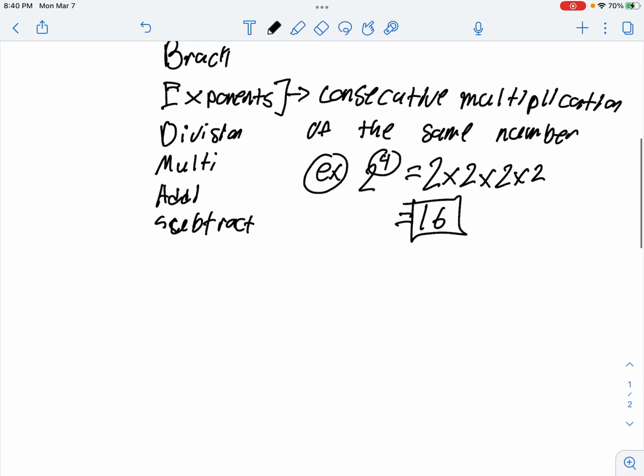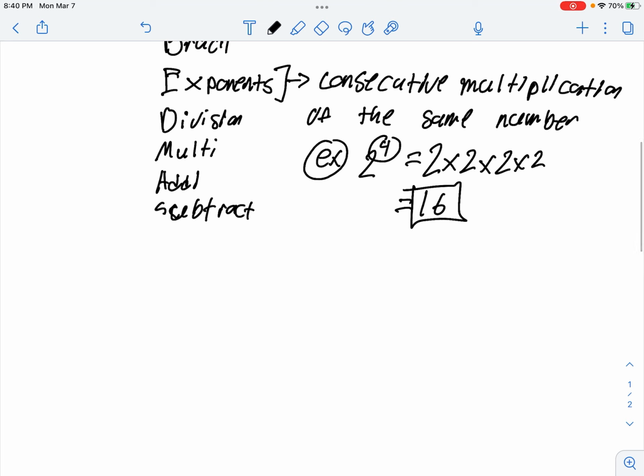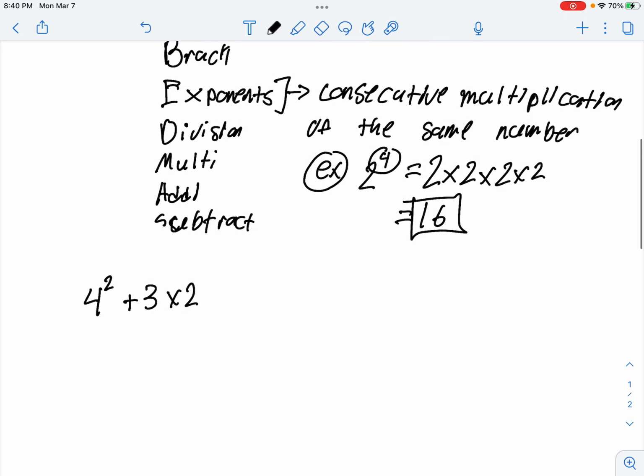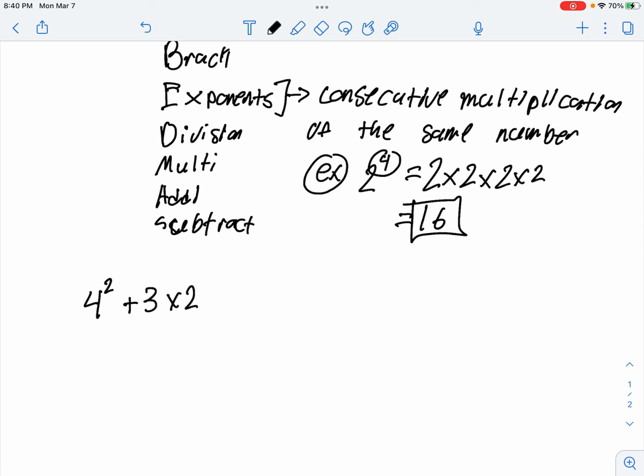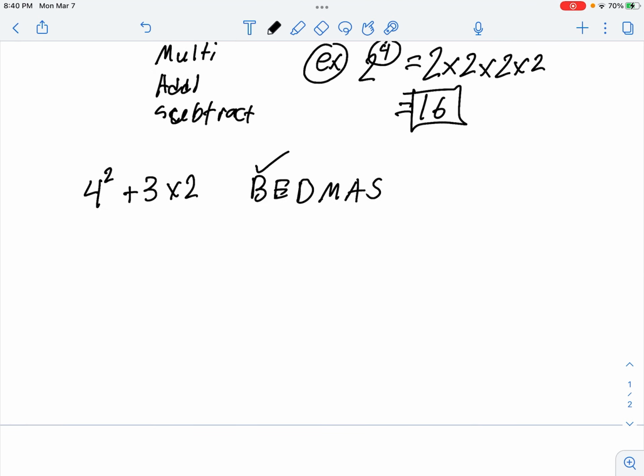So let's do an example. Let's say I have 4 to the power of 2 plus 3 times 2. Looking at BEDMAS again, since we don't have any brackets, we don't have to do any brackets. What follows next is that we have to do our exponents. So we're going to be doing this operation first. 4 to the power of 2 is basically saying 4 times 4, and that gets us 16. 16 plus 3 times 2.